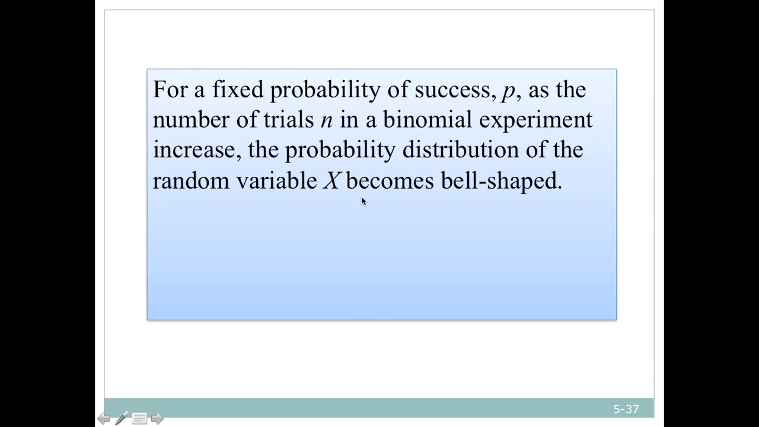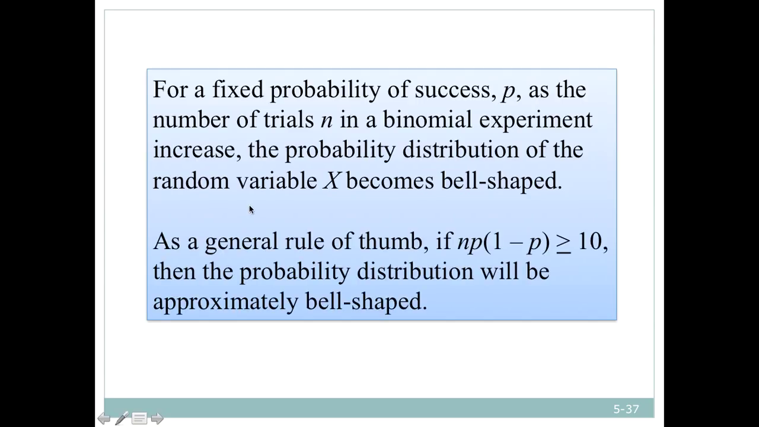Now, for a fixed probability of success p, as the number of trials in the binomial experiment increases, the probability distribution is going to become more and more bell-shaped for your random variable. So, as a general rule of thumb, as long as n times p times 1 minus p is at least 10, we can say that the probability distribution is approximately normal.